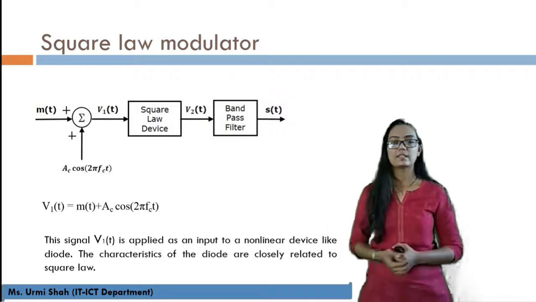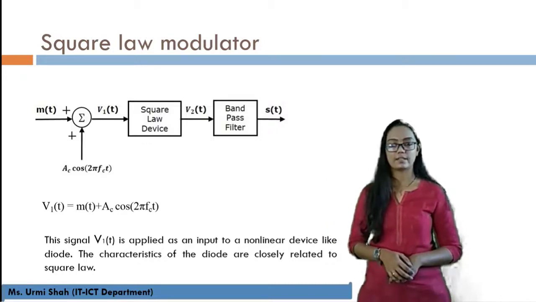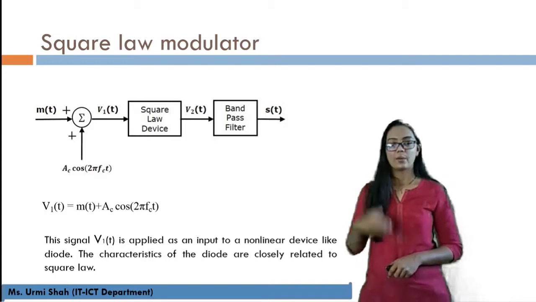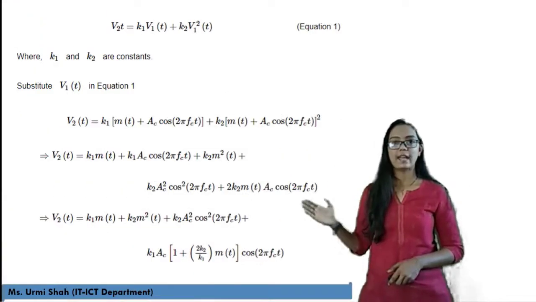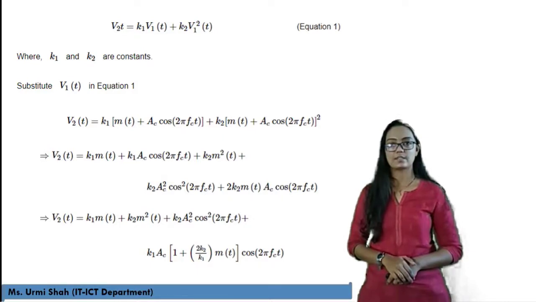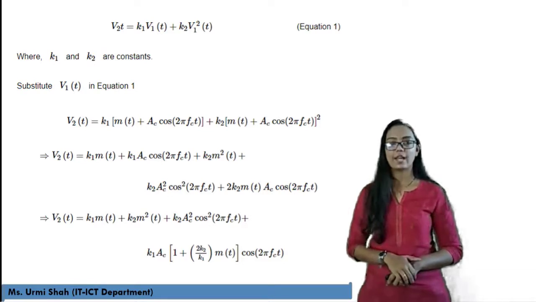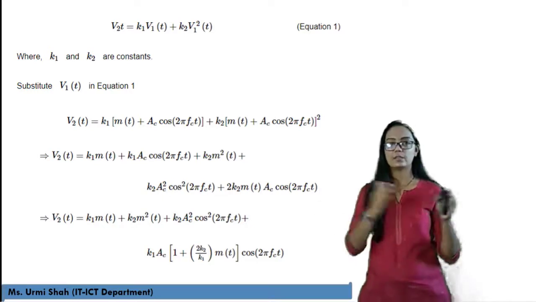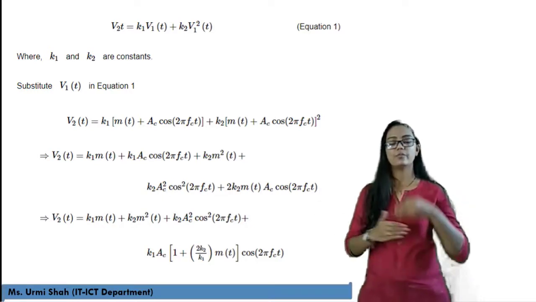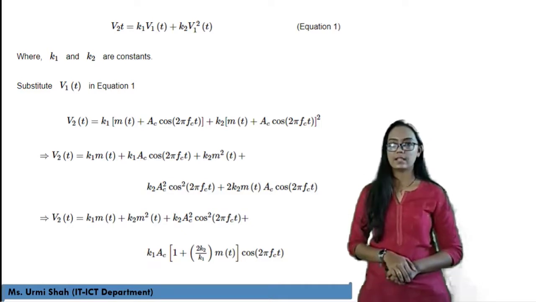Basically this is the diagram of the square law modulator, and how the modulated signal is generated we can see here using the equations. V2 of t is equal to k1 V1 of t plus k2 V1 square of t, where k1 and k2 are constants. It has two terms, the previous signal V1 of t and the squaring of that signal, V1 square of t, as we have passed our V1 of t signal through the square device. So it performs the squaring of the input signal.